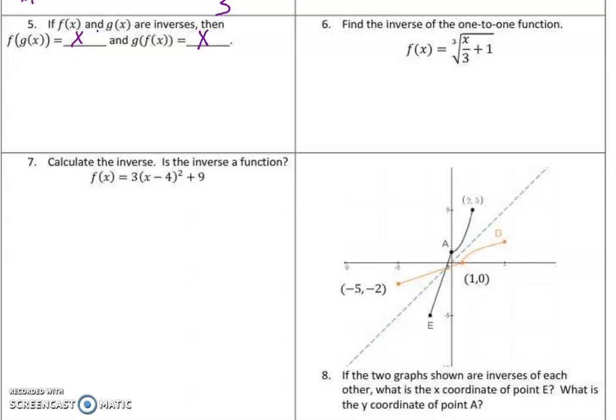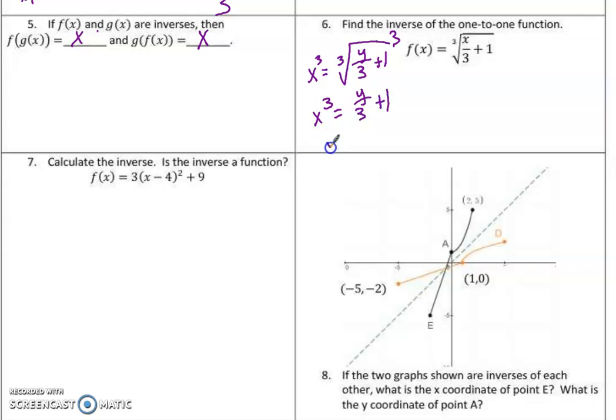Number 6, find the inverse of the 1-to-1 function. Alright, we got another one. Let's swap the x and the y. X equals the cube root of y over 3 plus 1. First thing I've got to do is get rid of that cube root. I'm going to do that by cubing both sides. So x cubed equals y over 3 plus 1.